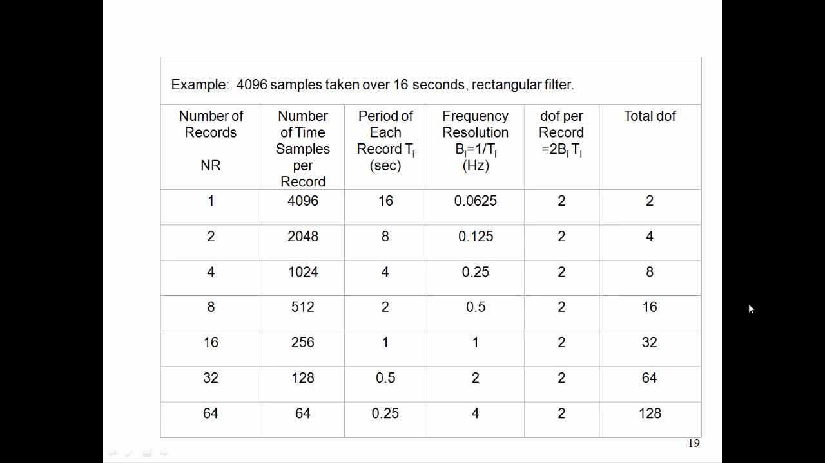So I have, for this example at the top there, 4,096 samples taken over a 16-second duration, and we will be using a rectangular filter. Well, it just so happens that 4,096 is conveniently one of those 2 to the nth power type numbers where n is an integer. So with 4,096 points, we can do a fast Fourier transform.